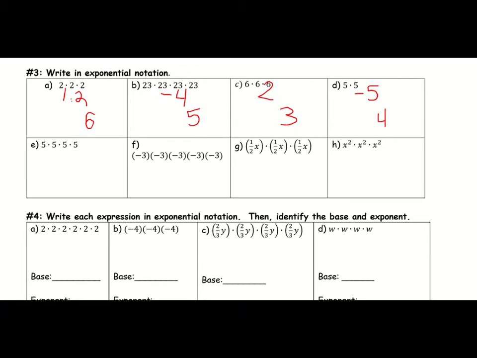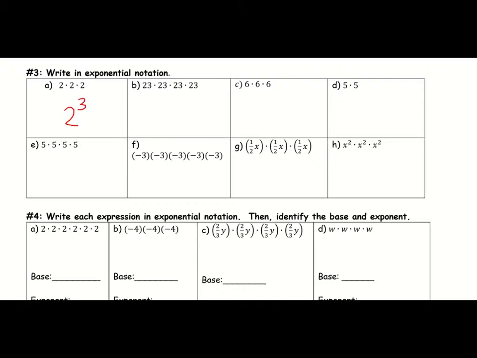If we take a look at number 3, we're now going to take the expanded notation and write it in exponential notation. So I'm given the base, and I need to find out how many times it is multiplied by itself and write that as my exponent. So in letter A, we've got 2 times 2 times 2. My base is 2, that's what's being multiplied, and 2 is multiplied by itself 3 times. So in exponential notation, 2 times 2 times 2 would be 2 to the 3rd.